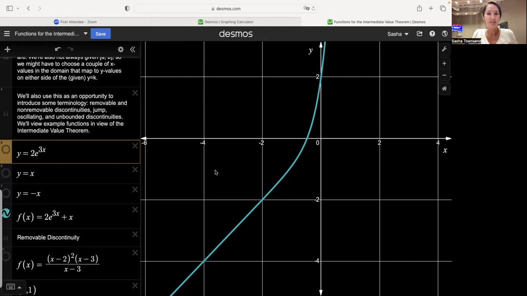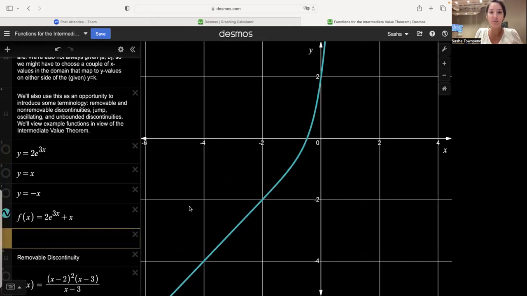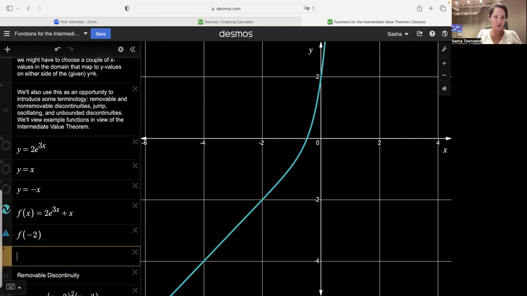But the theorem says, okay, if this function is continuous on the interval from -2 to 2, and it is because it's the sum of an exponential function and a linear function, and the y value at -2 is less than y equals 0, or excuse me, y equals 0 is in between the y value at -2 and the y value at 0. And let's look at those two y values. There's the y value at -2. It's giving me a hard time right now.